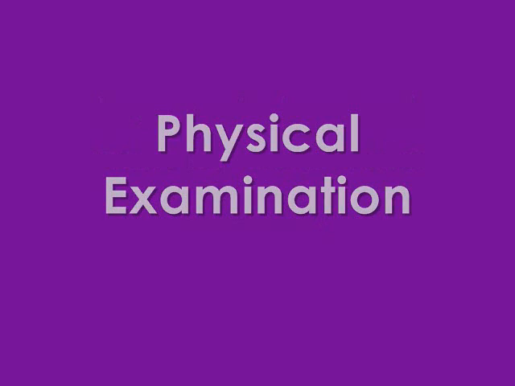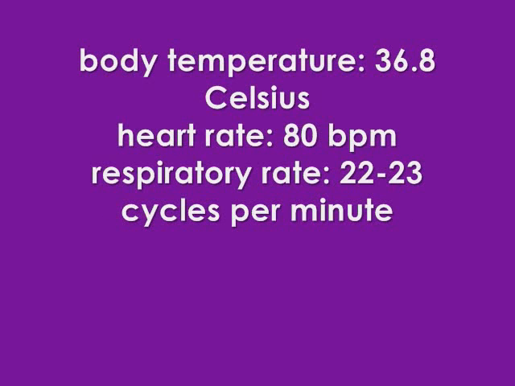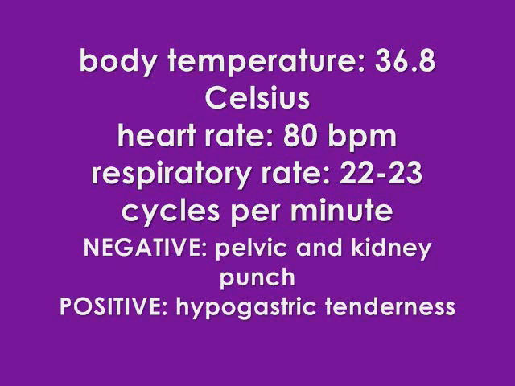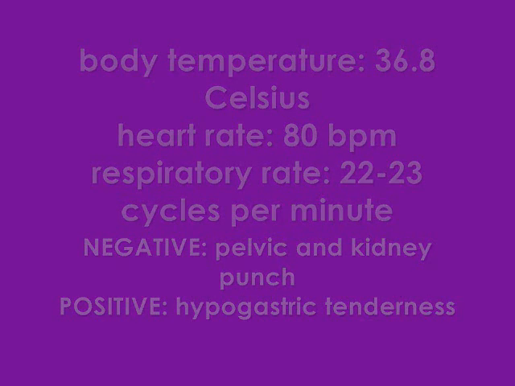Physical examination of the patient. Patient has a body temperature of 36.8 Celsius. Heart rate is 80 beats per minute. Respiratory rate is 22 to 23 cycles per minute. Patient was negative for pelvic or kidney punch, however, positive for hypogastric tenderness.